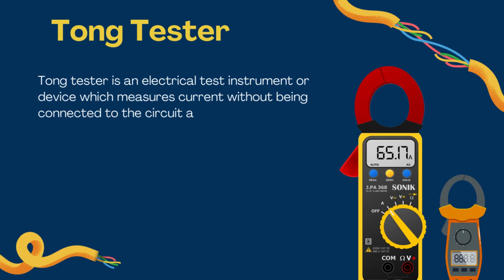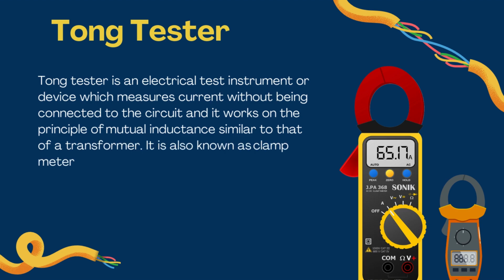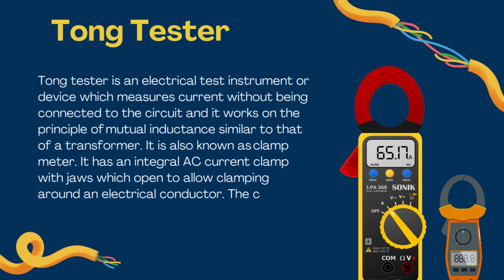Now, a tong tester is an electrical test instrument or device which measures current without being connected to the circuit, and it works on the principle of mutual inductance similar to that of a transformer. It is also known as a clamp meter. It has an integral AC current clamp with jaws which open to allow clamping around an electrical conductor.